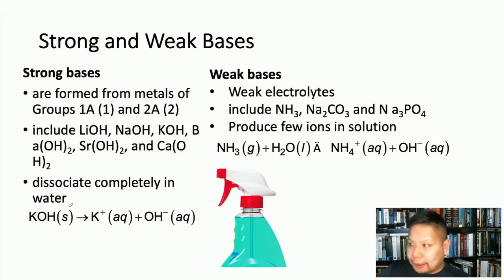So now let's talk about strong bases and weak bases, right? Strong bases are usually formed from group 1 and group 2 metals, right? That includes things that you know, like lithium and sodium hydroxides, all in group 1. Those are strong bases. Potassium hydroxide is also a strong base. Calcium hydroxide right here from group 2 is also a very strong base, right?